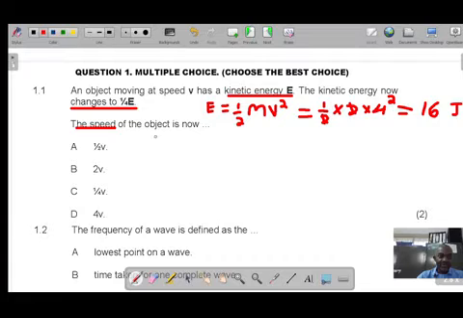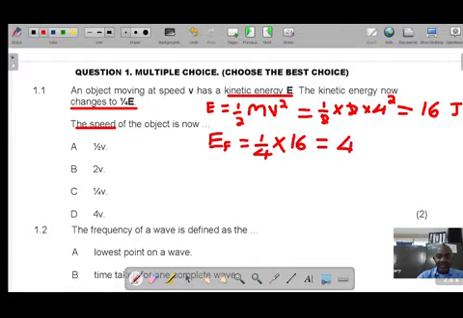Now they're saying that what if this energy changes to a quarter E. It means that when it changes to a quarter E, my speed is no longer 4, but must change to something else. Let me find out. So the E final is going to be a quarter of E, and our E is 16. So it's a quarter times 16, which gives us 4 joules.